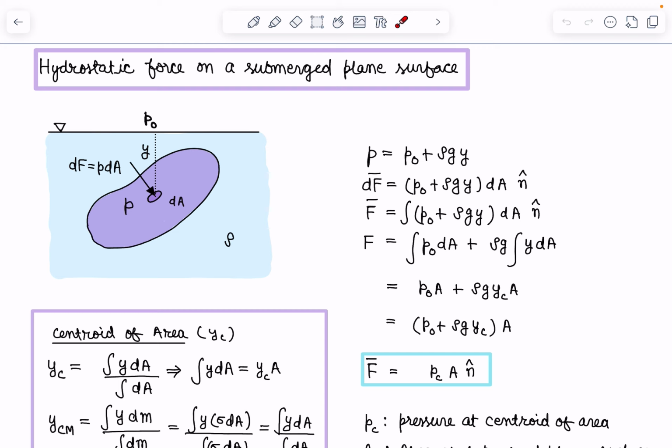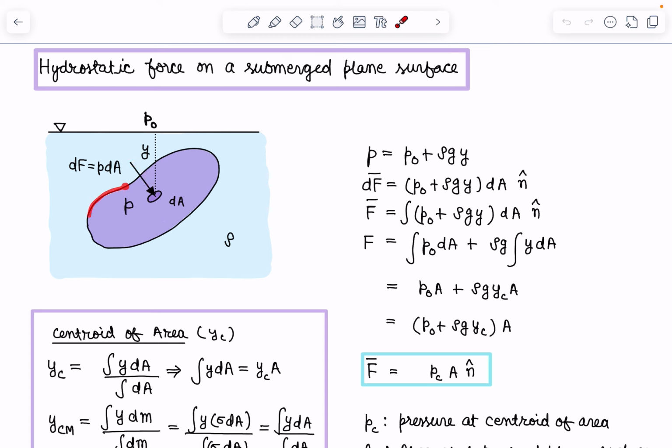So the pressure as a function of y can be written as P naught plus rho gy, where P naught is the pressure at the free surface and y is the depth of that infinitesimal area from the free surface. Once we have found out P, the force will have magnitude P times dA, and the force in vector form can be written as dF is equal to its magnitude, that is P naught plus rho gy times dA, and its direction I have written as n cap. N cap is a unit vector in the direction perpendicular to this surface.